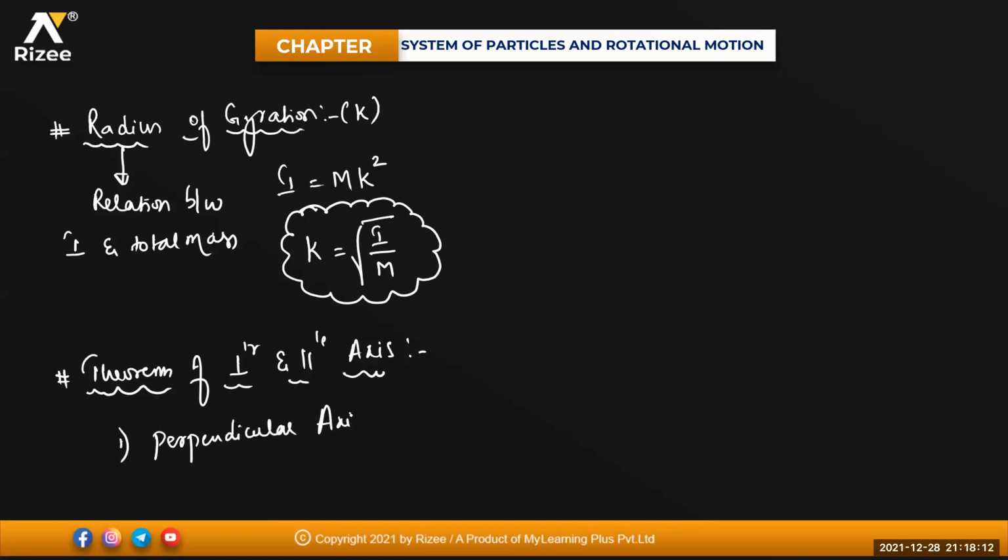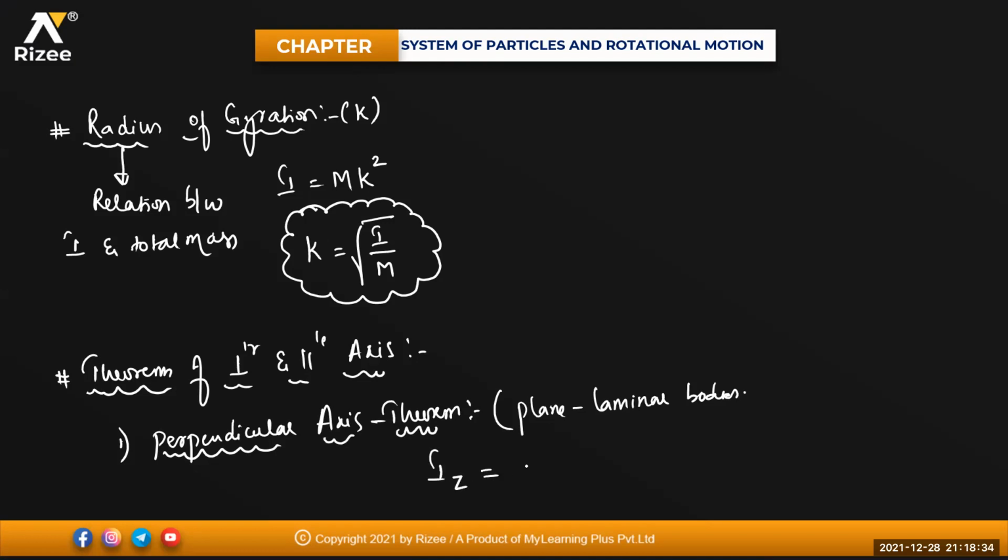Perpendicular axis theorem. It is applicable for planar bodies, your plane laminar bodies. In this one, Iz must be equal to your Ix plus your Iy. All of them are perpendicular to each other. Iz will be equal to your Ix plus your Iy.